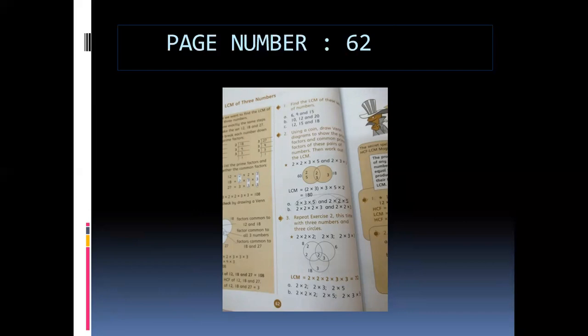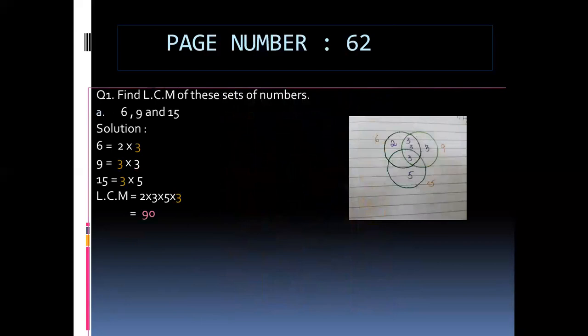Question number 1 is find the LCM of the sets. Now in all these three, numbers are given and we will calculate the LCM of these numbers. 6, 9 and 15. Convert 6 into prime factors, also 9 and also 15. 6 is 2 multiplied by 3. 9 is 3 multiplied by 3. 15 is 3 multiplied by 5. In the question, they didn't mention to draw the diagrams over here, but for your convenience, I draw the Venn diagram for you. It will be easy for you to understand.